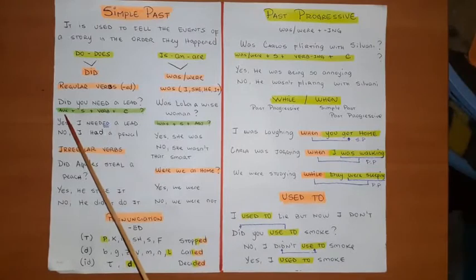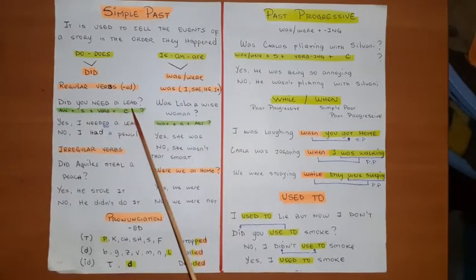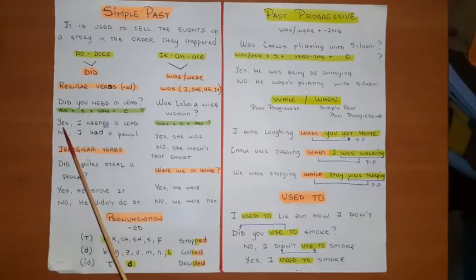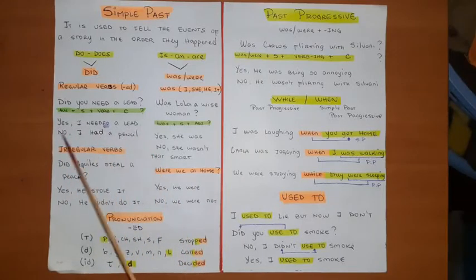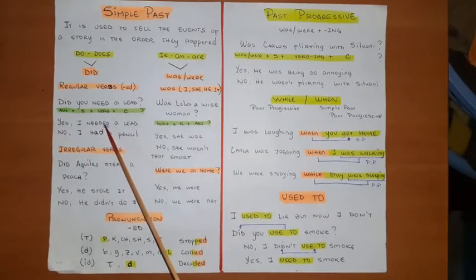So, as I told you, here we have the structure, auxiliary, subject, verb, and complement. Now, here we have the answers. Yes, I needed a lead. No, I had a pencil. As you can see in here, we have I needed, okay? Because as I told you, regular verbs have ed at the end, okay? So, need is the infinitive, and needed is the simple past way, okay?